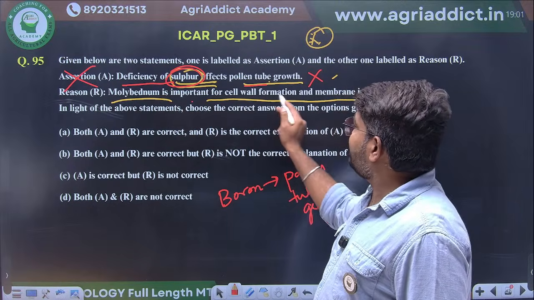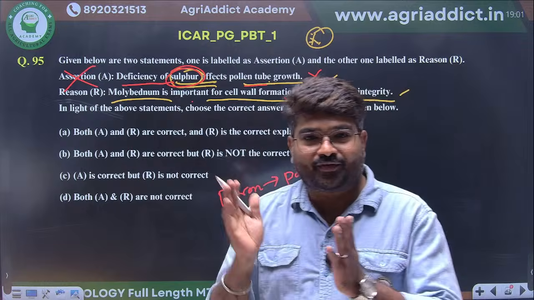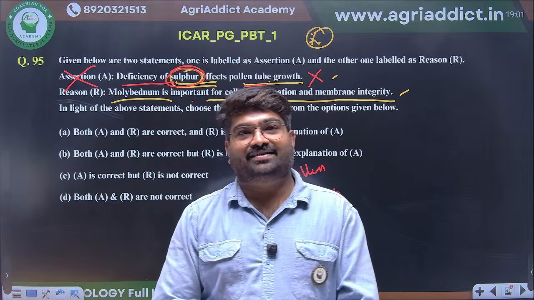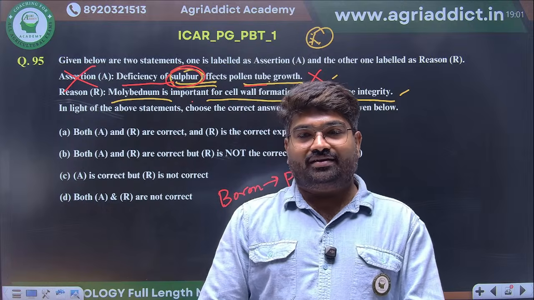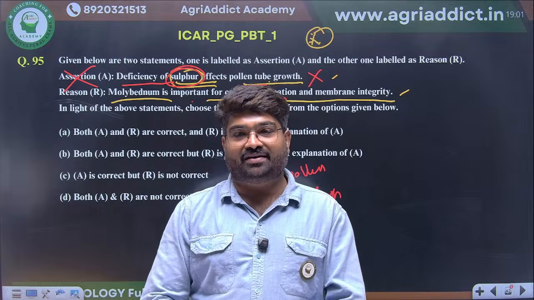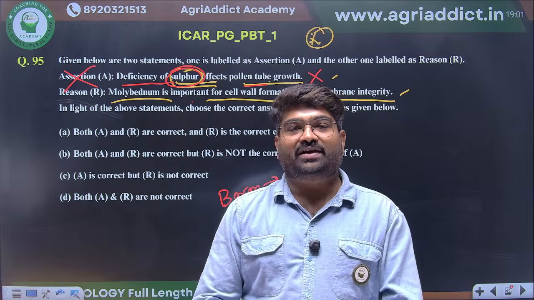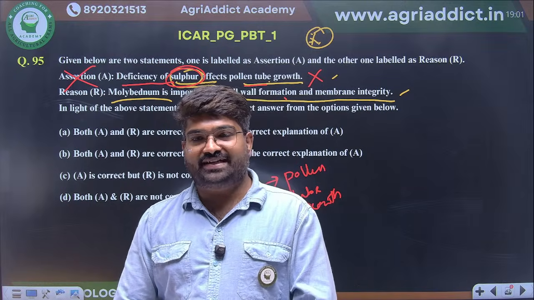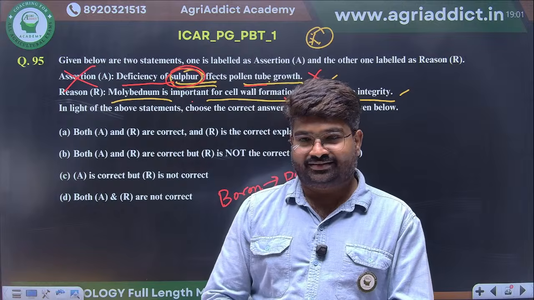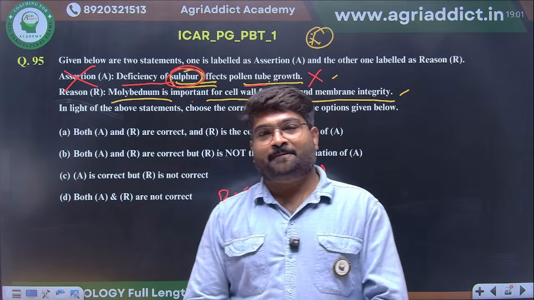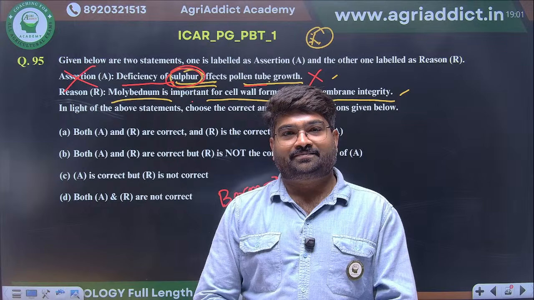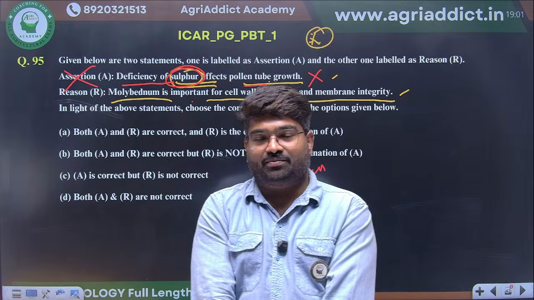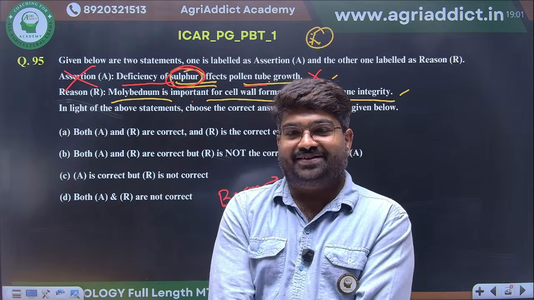Molybdenum is important for cell wall formation and membrane integrity. Which one is important? Whether molybdenum is important? Which is the correct answer? Molybdenum is not involved in cell wall formation and membrane integrity. Which one? Yes, option A, calcium. Option B, sulfur. Option C, iron. Which is the right answer, students? Yes. Udaya Lakshmi, which will be the right answer? Magnesium. No. I didn't give option magnesium.